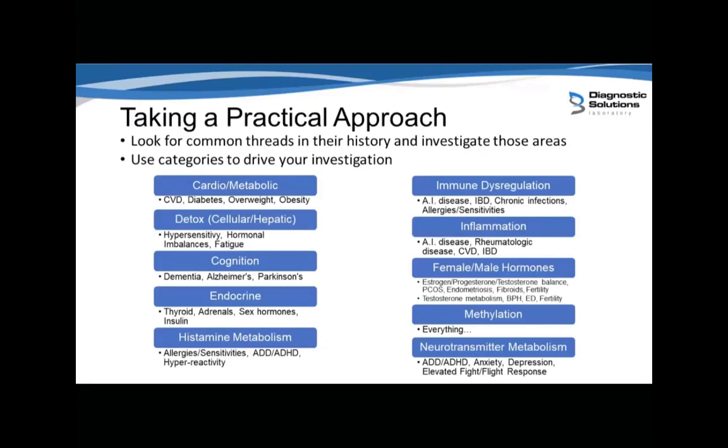Endocrine being, if they've got thyroid disease, adrenals, sex hormone imbalance, as well as insulin insensitivity or insulin receptor issues. Histamine. So when I think of histamine, we're going to think of allergies and sensitivities, individuals who are hyperreactive, as well as a lot of ADD and ADHD actually plays into this histamine picture as well. Immune dysregulation. So we've got autoimmune diseases, IBD, so that includes Crohn's, ulcerative colitis, chronic infections, allergies and sensitivities. Inflammation, so we have autoimmune disease, rheumatologic diseases, some of the other things that we talked about. And then lastly, these three categories, female and male hormones. I listed out some common female conditions as well as male.